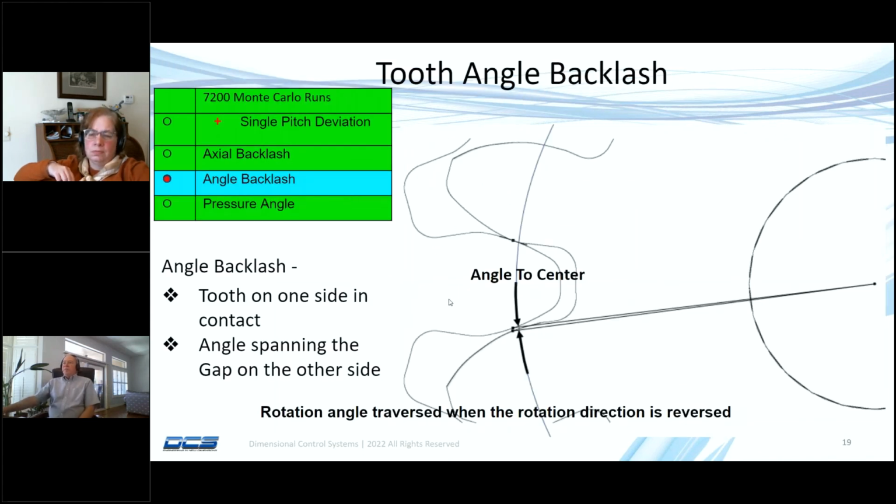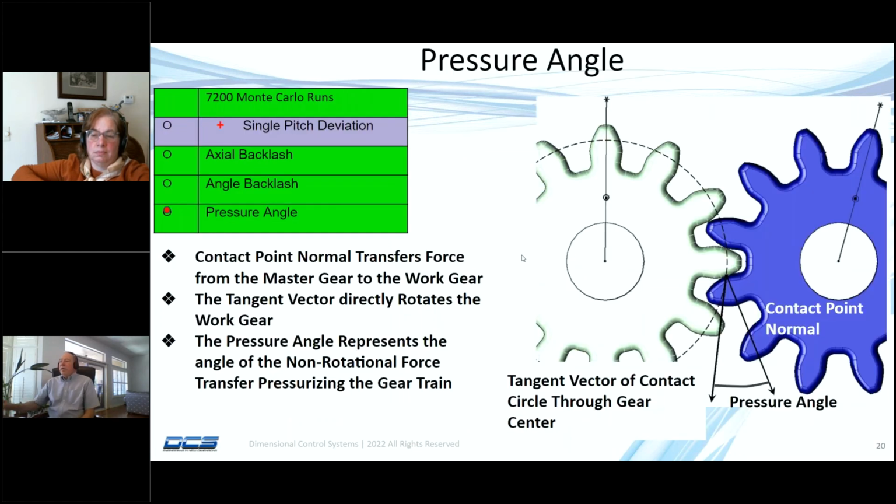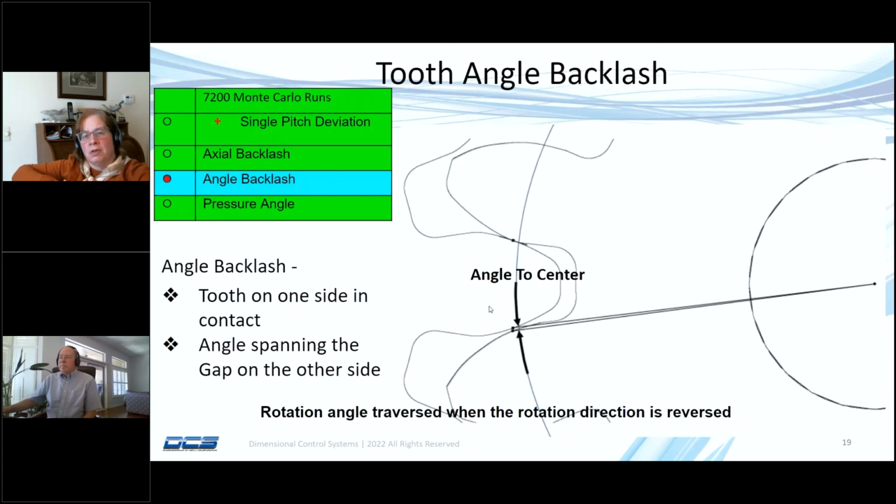The tooth angle backlash, which is part of the gear module, for this example where we have two gears, is the amount of angle between the two gears near the contact points. And this is standard DCS. Another way to say it is the rotational angle traversed when the gear is rotated from one contact point on one side, the drive side, to the reverse side. So that's pretty quickly available with the 3DCS gear module? Absolutely, comes right with the gear module, same as axial backlash.